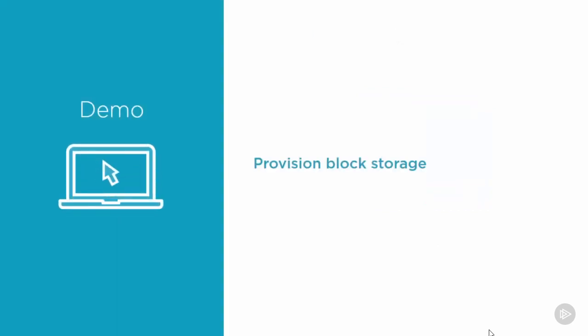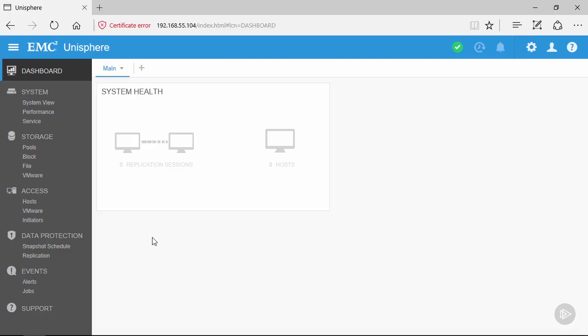Let's go ahead and get into a demo. We're going to start by provisioning block storage. To provision block storage, the first thing we need to do is configure iSCSI interfaces. The iSCSI interface is the network port that you're going to access this user data from. That network is going to be an isolated network.